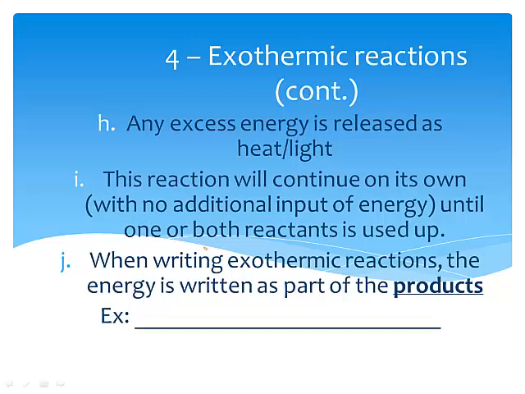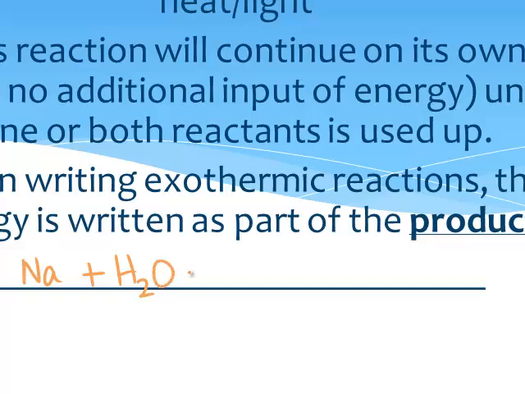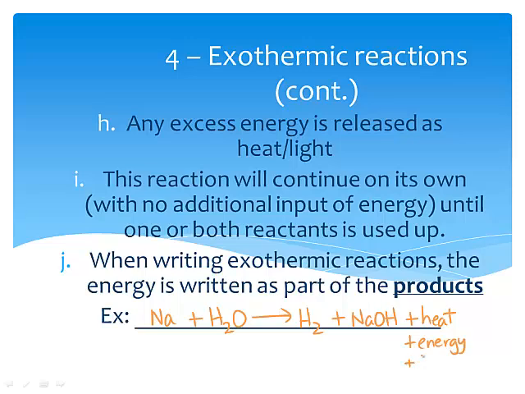When we write an exothermic reaction, the energy is going to be written as a part of the products. So for example, we might see that sodium reacting with water to produce hydrogen gas and sodium hydroxide is exothermic because it has heat or energy or some specific number of kilojoules, which just means an amount of energy. All of those terms are synonymous and could be used interchangeably.